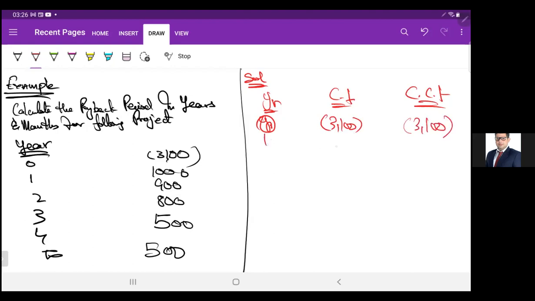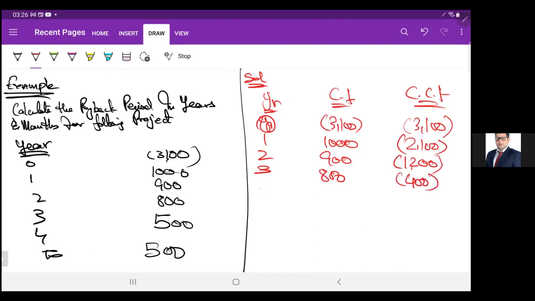In year 1, 1000, it will be 2100 negative this time. In year 2, 900, so this will be 1200 negative. Year 3, 800, it will be negative 400 this time. In year 4, 500, and this will be 100 positive. And in year 5 again it's 500 and 600 positive.